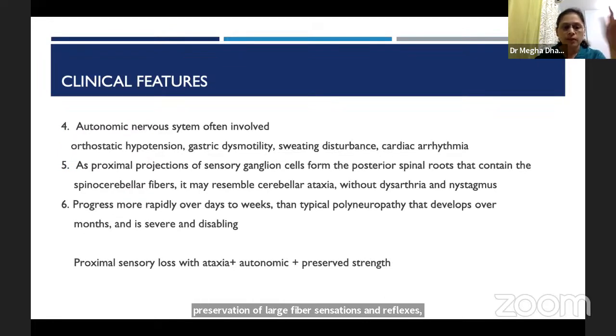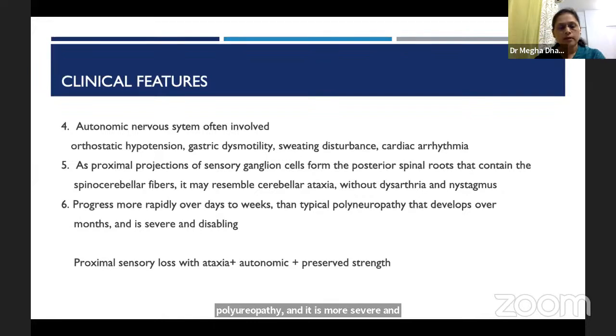Now, as proximal projections of sensory ganglion cells form the posterior spinal roots, and they contain the spinocerebellar fibers, it may sometimes resemble cerebellar ataxia. So in some of these cases, we see there is a component of cerebellar ataxia as well, but without dysarthria and nystagmus. These neuronopathies may progress more rapidly over days to weeks than typical polyneuropathy, and it is more severe and disabling.